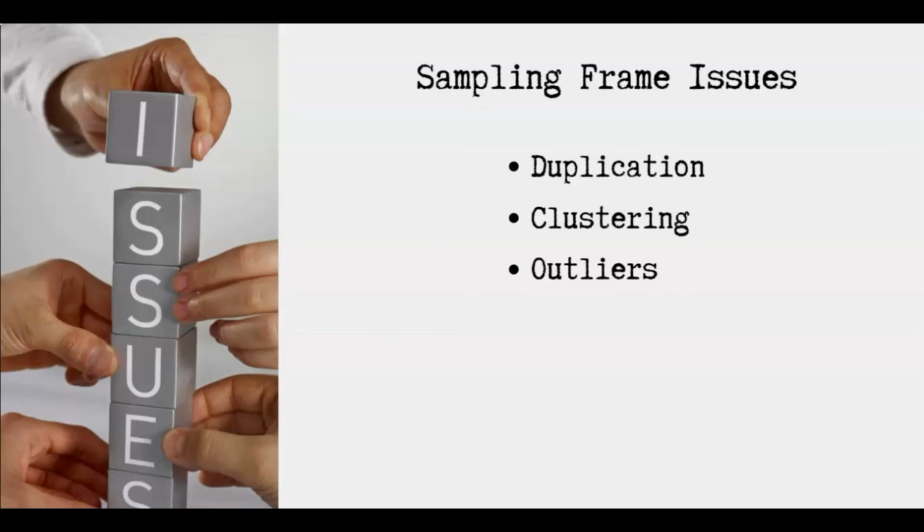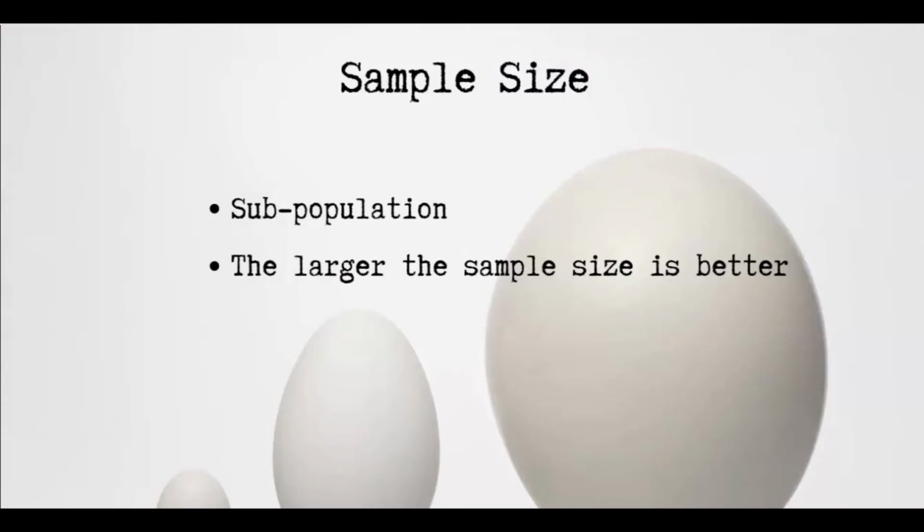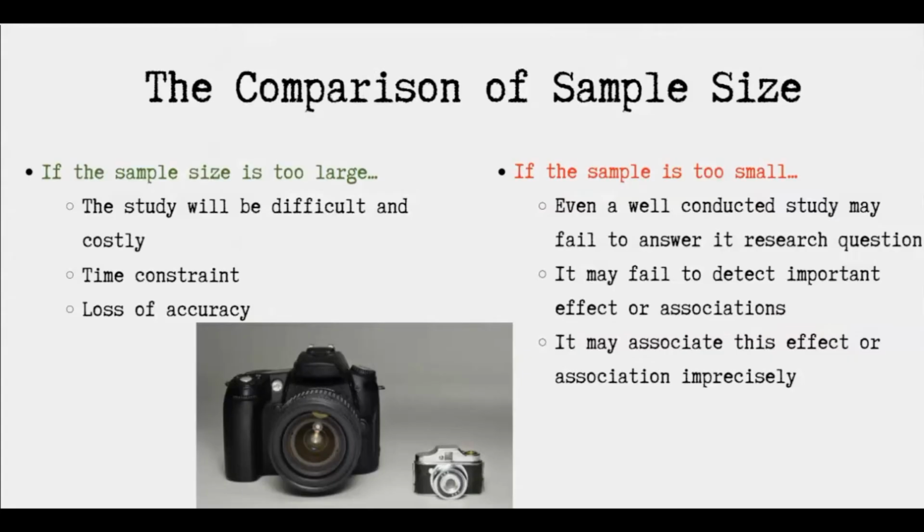Lastly, outliers. An outlier is an observation in a set of data that is inconsistent with the majority of the data. Right, sample size, subpopulation. The subpopulation to be studied in order to make an inference to a reference population, a broader population to which the findings from a study are to be generalized. The larger the sample size, the more accurate the findings from the study. Then, the comparison of sample size.